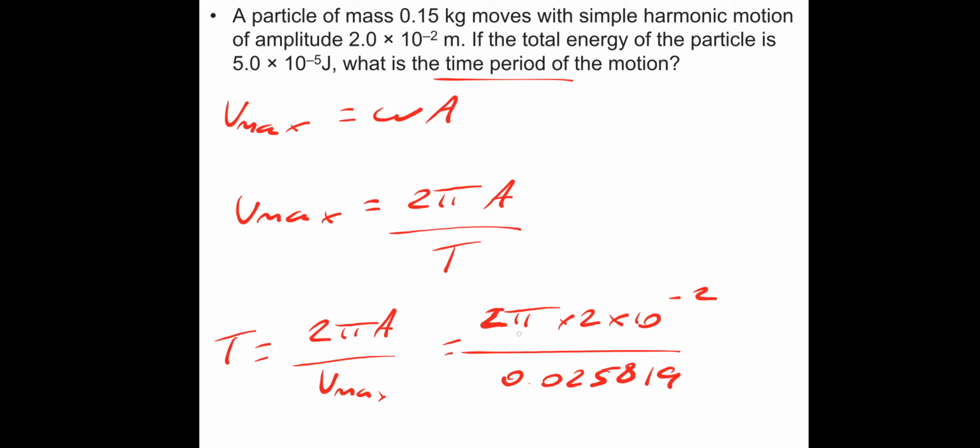The best thing, of course, is to just leave the number in the calculator, use the full number. So if we do 2 pi times 2 times 10 to the minus 2 divided by Vmax, we should get a time period. It's 2 significant figures of 4.9 seconds. And remember, I've chosen 2 significant figures for the final answer because all the pieces of information that are given to me are 2 significant figures.